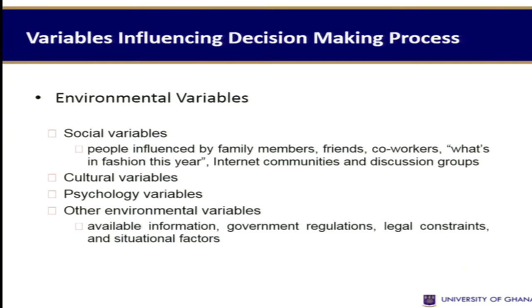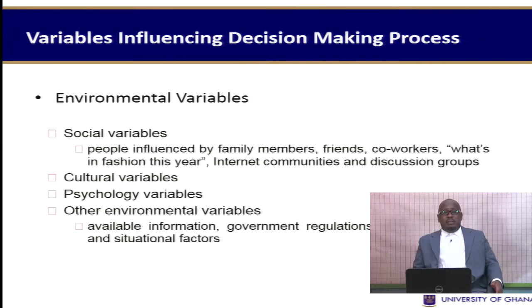When it comes to the consumer decision-making process, there are a lot of variables that affect it in e-business environments. We can have what we call social variables, where people are influenced by their family members, by their friends, by their co-workers, by what's fashionable now, by internet communities, by discussion groups. Anytime I'm traveling, my wife has a very interesting discussion with me of the black shoe with the red heel. I should go to this shop in the UK and buy this one.